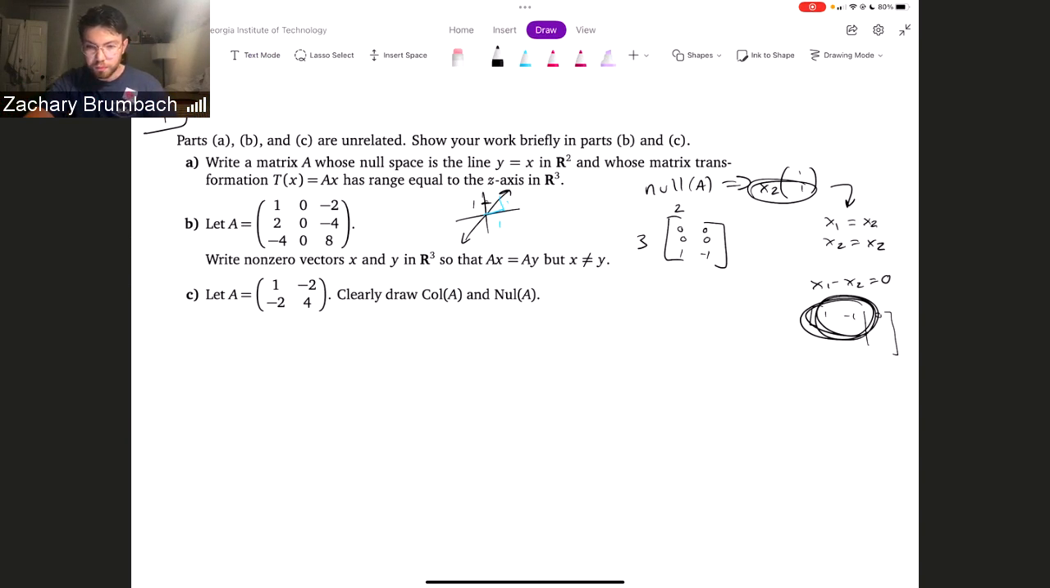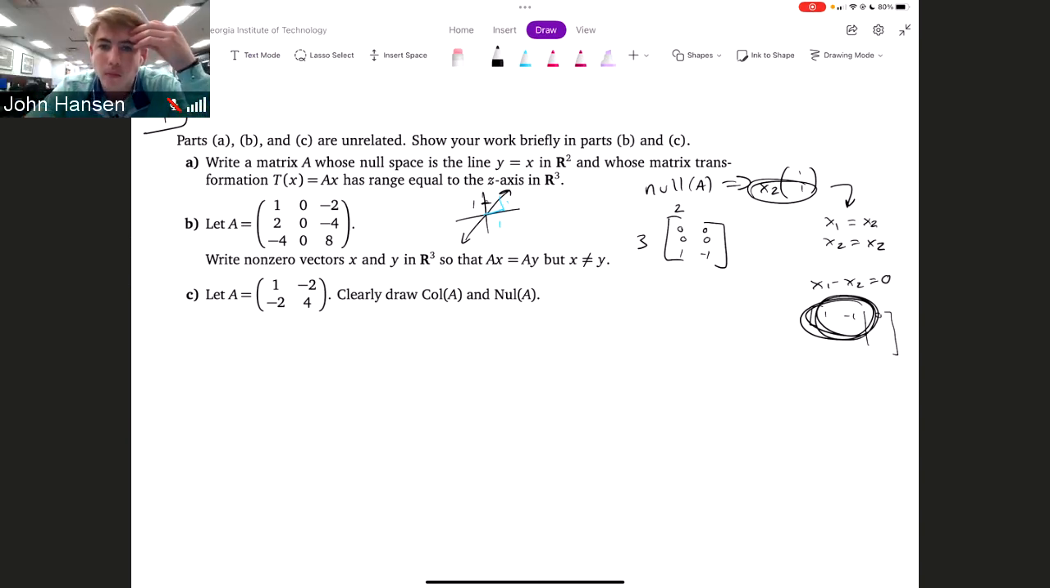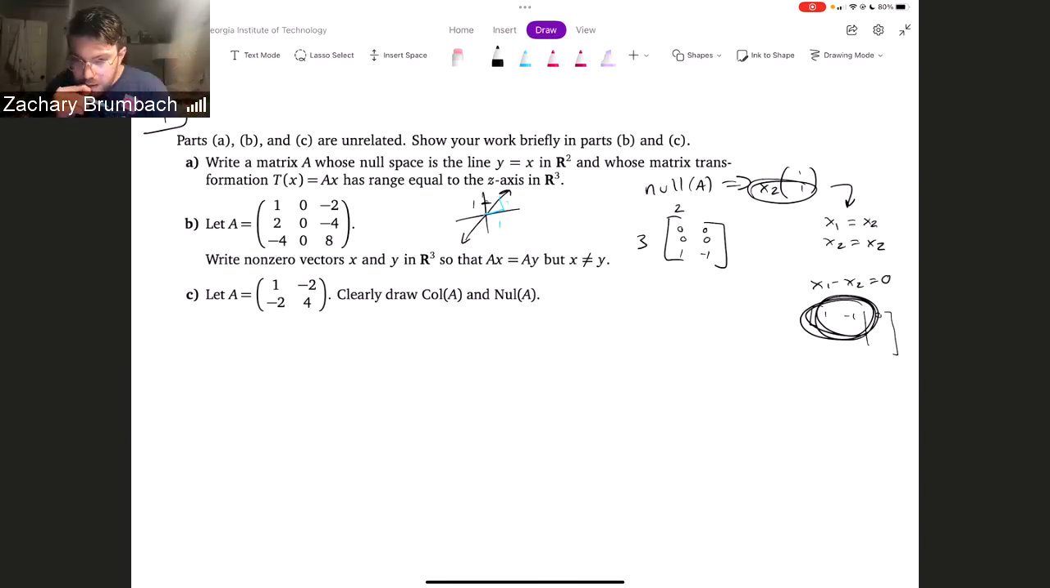Makes sense. Thank you. Someone said in the chat that the null space of y equals x is just x minus y equals 0, so 1, -1 could be the last row basically. You're kind of skipping a couple steps there, but in essence, yes.